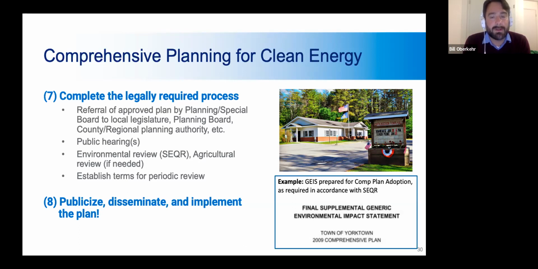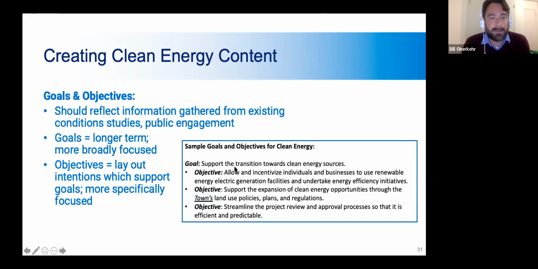It's really important to assess where we were, how far we've come, how the goals have been accomplished, and what has changed. Finally, you want to publicize, disseminate, and implement the plan. So those are all of the 8 steps. This is another natural break. If folks do have questions now, it would be a good time to do it.